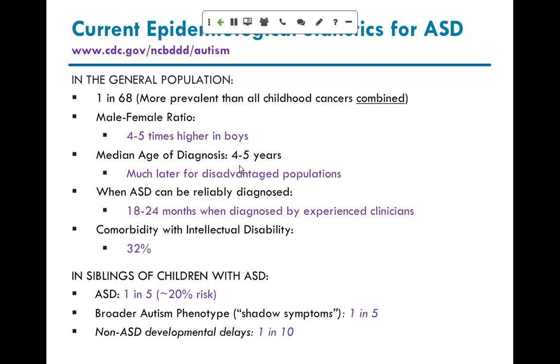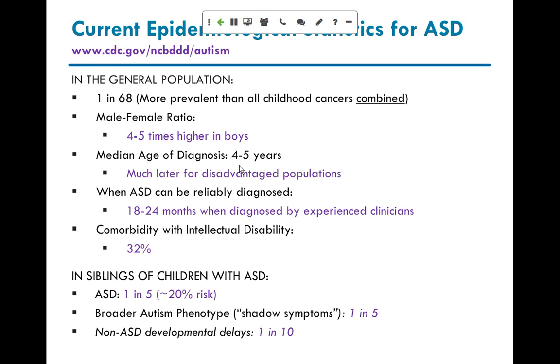So just to go over some of the current statistics on autism, and I apologize, I really need to update this slide given that just last month the new CDC epidemiological study came out that shows that autism is now in, I want to say, 1 in 59 individuals. So it has risen just slightly since the 1 in 68.